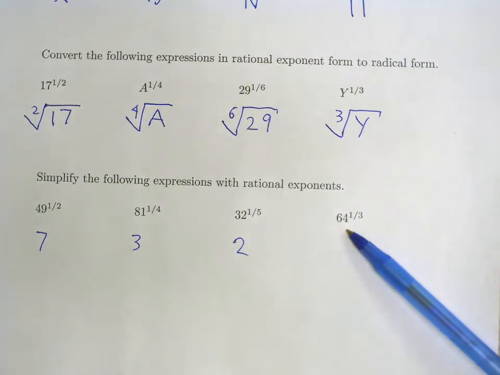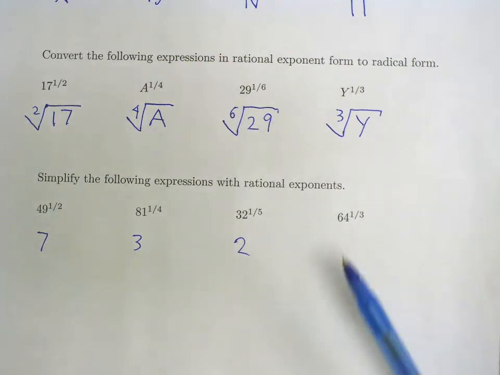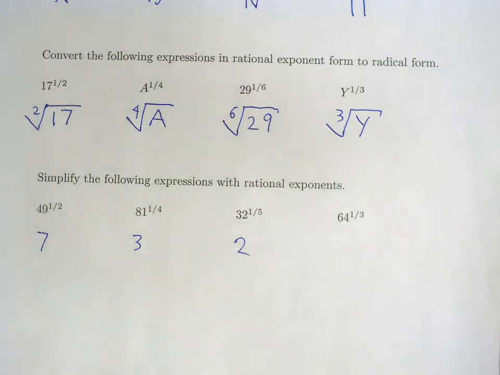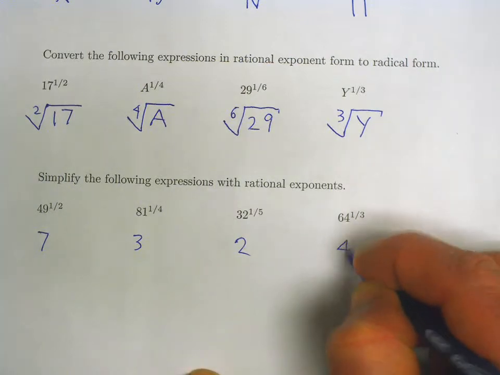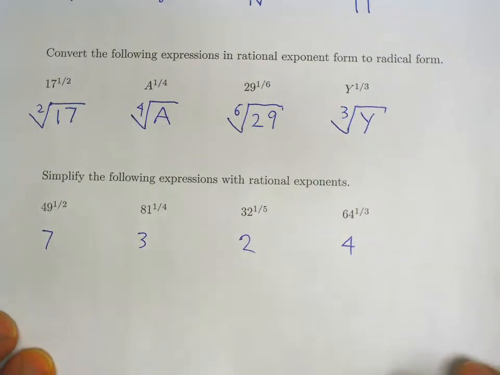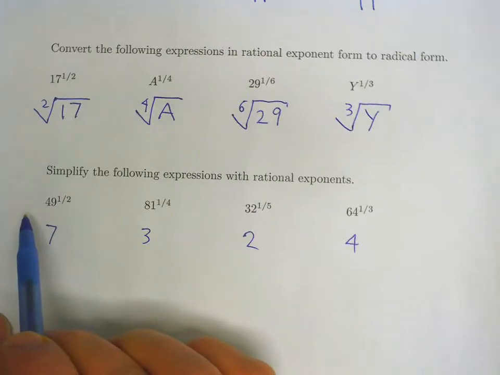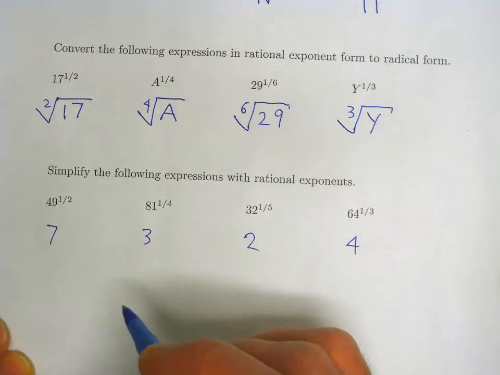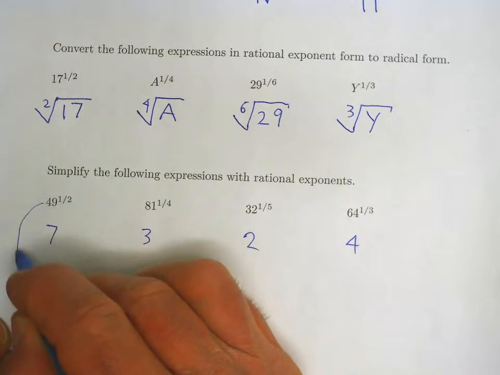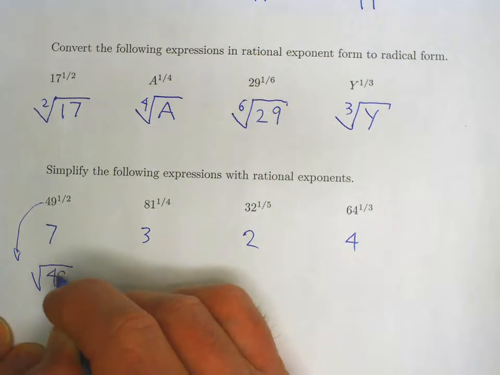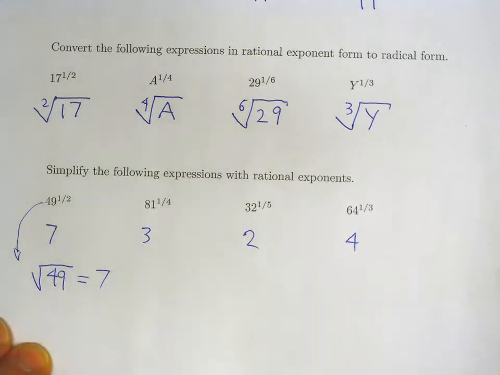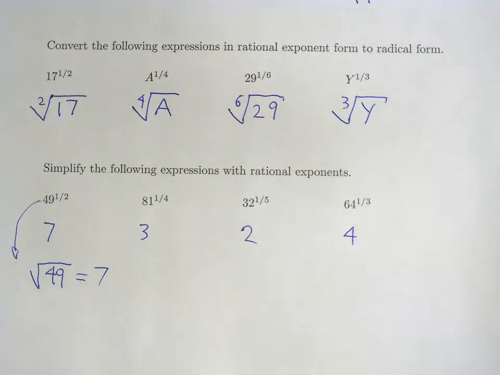And 64 to the 1/3, that's the cube root of 64. And you'll remember that 64 is a perfect cube. 4 to the 3rd power is 64. So the cube root of 64 is just 4. It's okay if you convert them to radical form first. It's just not necessary. So if you want, you could convert 49 to the 1/2 to the square root of 49, the principal square root of 49, and that's 7, and so on.